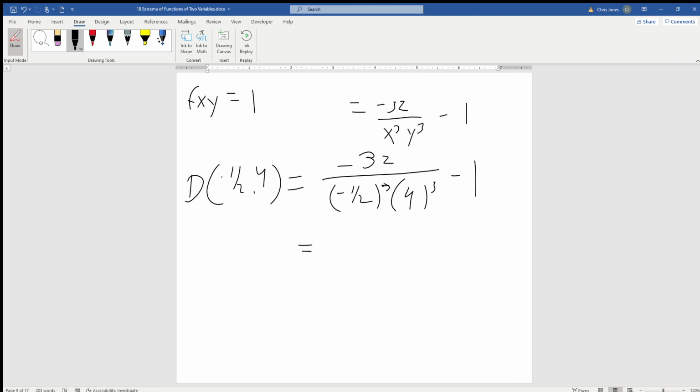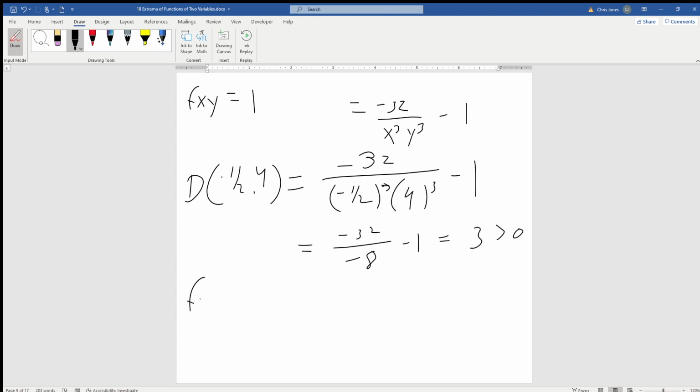All right, and I think that's going to work out pretty nicely because the denominator is going to be negative 1/8 times 64. So that should be negative 8. This should be negative 32 over negative 8, minus 1. Verify this though when you can. That should be 4 minus 1, which is 3, which is greater than 0. All right, so that means that we're either going to have a max or a min. So it's up to us to see which one we have.